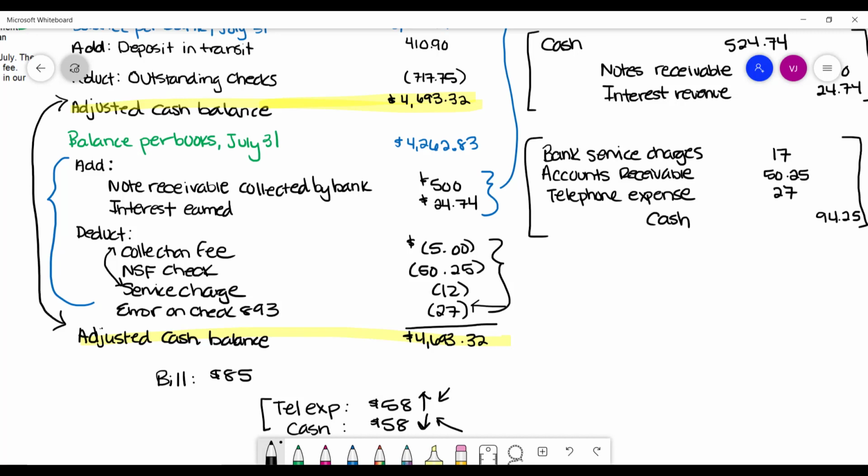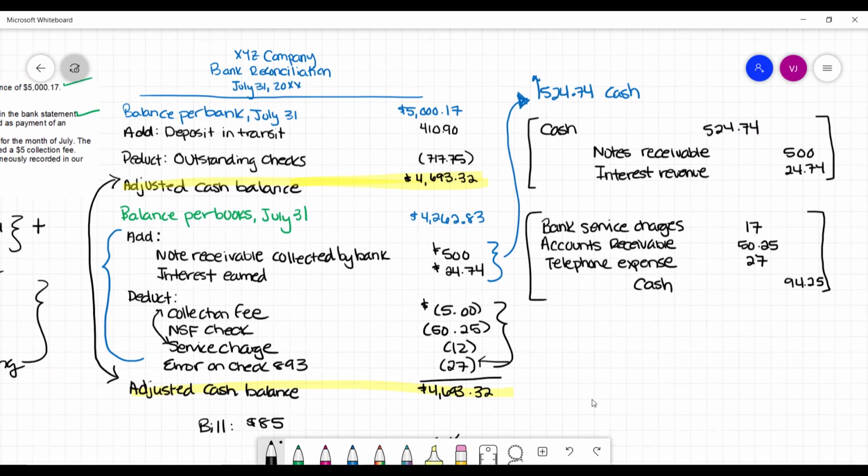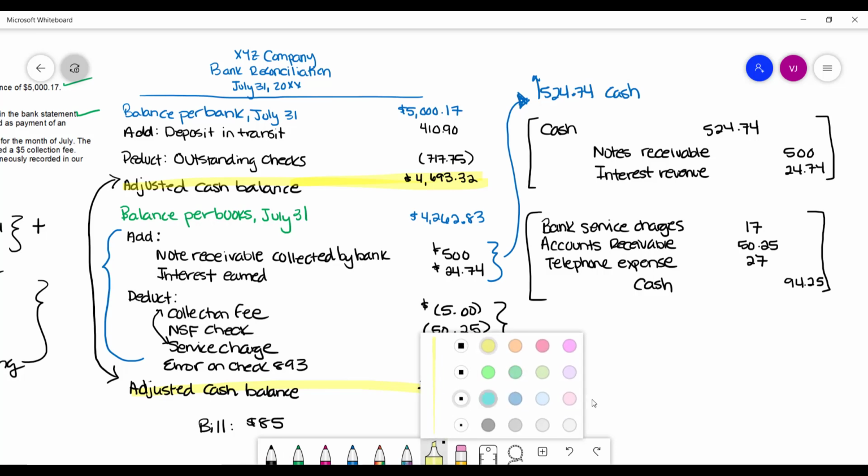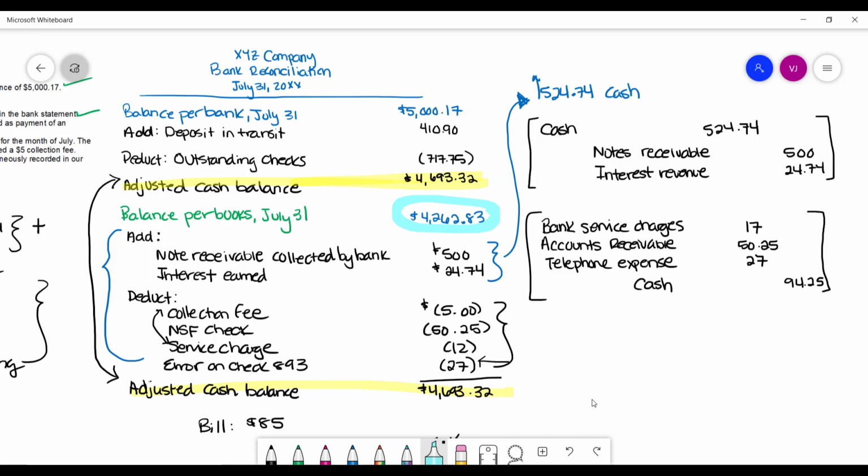So on Connect, keep in mind it's one thing to do the actual reconciliation, but then you actually have to do the proper journal entries to actually adjust officially on the books the cash balance within the ledger, because this old balance here is what we thought the cash balance is, but now once we see that bank statement, there are some adjustments we have to make to that cash balance on the books by recording these journal entries.